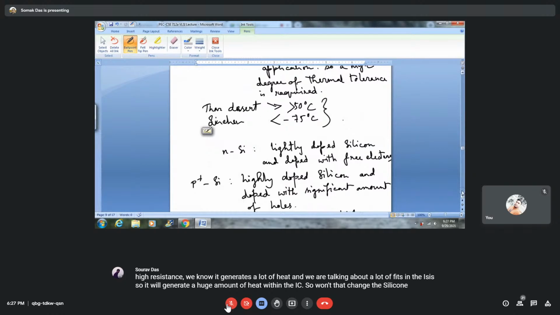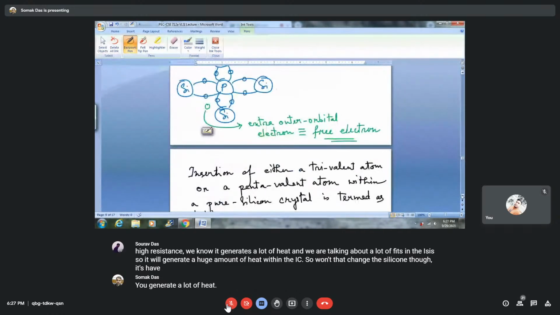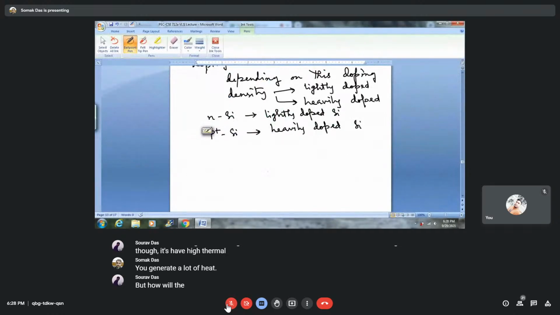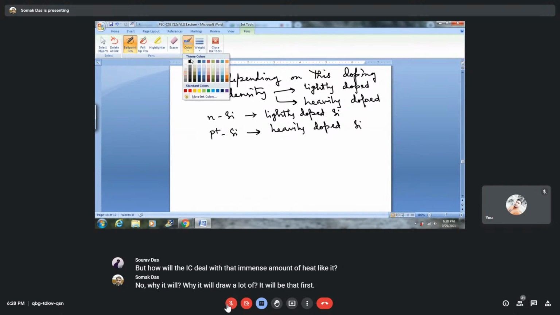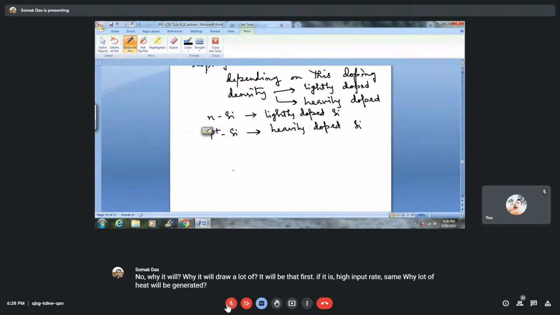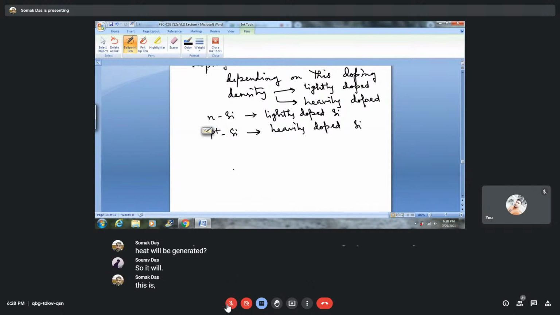Will it generate a lot of thermal heat? But how will the IC deal with that immense amount of heat? No, why will it draw a lot of heat? Tell me that first. If it is high input resistance, why will a lot of heat be generated? Sir, just state Joule's law as far as generation of heat is concerned. Do you remember Joule's law?